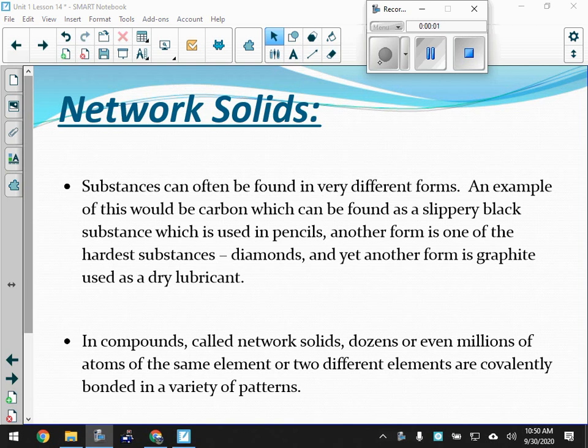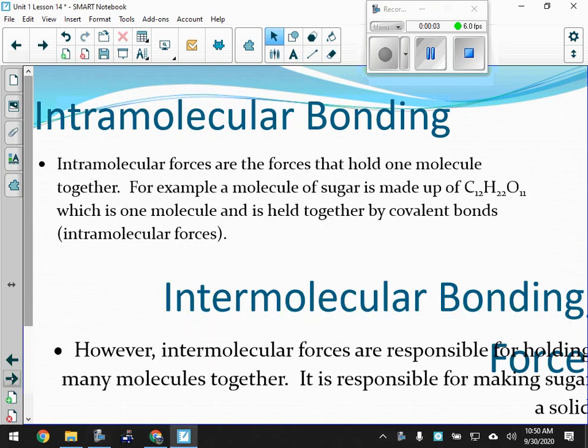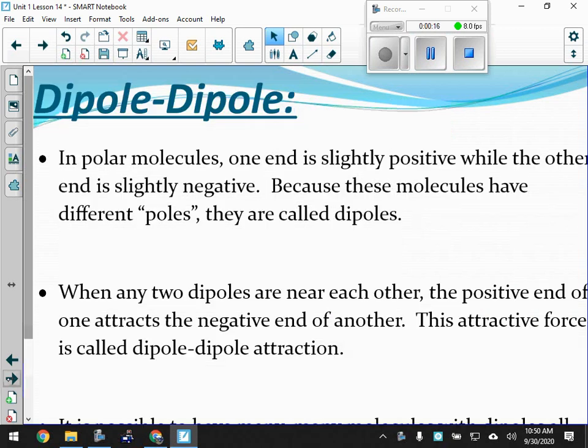So just a little bit of review here. Obviously, we're talking about intra and intermolecular forces. Remember, intra holds one molecule together. Inter holds many molecules together. And that's kind of the next three forces that we're talking about here from yesterday. We'll add on to that one as well.